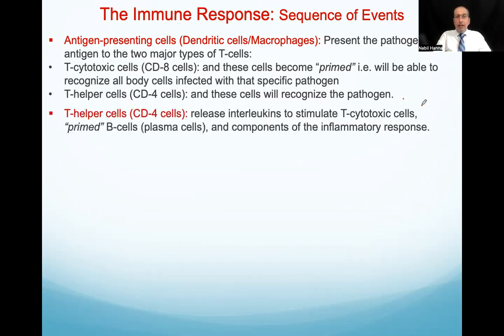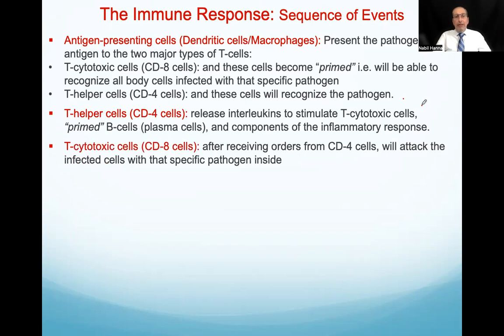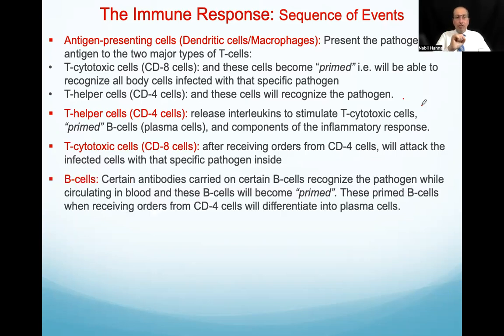So the T helper cells, the CD4, will release interleukins to stimulate the T cytotoxic cells and the primed B cells, the plasma cells, and the components of the inflammatory response as well. And the T cytotoxic cells, after receiving their orders from the T helper cells or CD4, will attack infected cells with that specific pathogen inside, only against that specific pathogen, not any other pathogen.